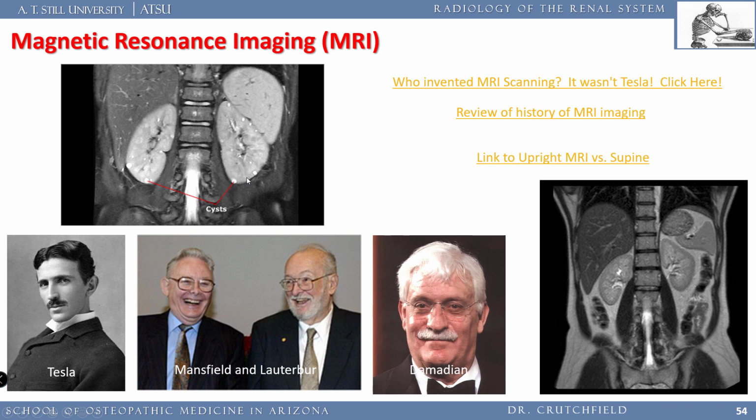Again, you can see little tiny cysts here in the kidneys. Here's the spleen. Here's the liver. Here's the right kidney. Here's the left kidney. Same thing over here. Left kidney, right kidney, spleen, stomach, liver. But these are MR images, okay?